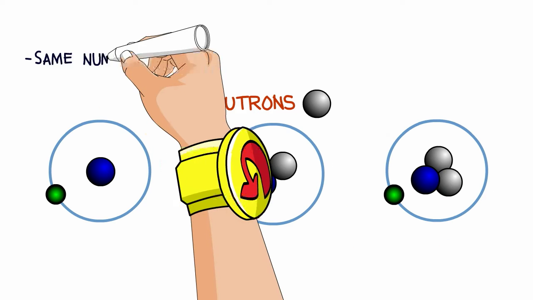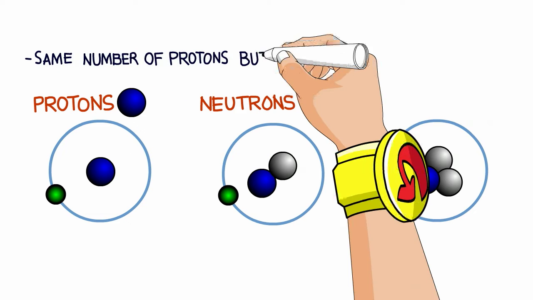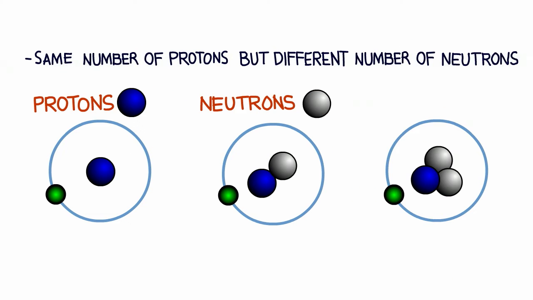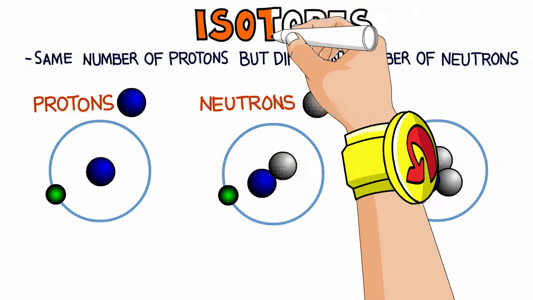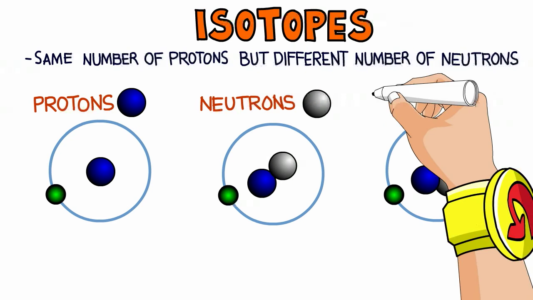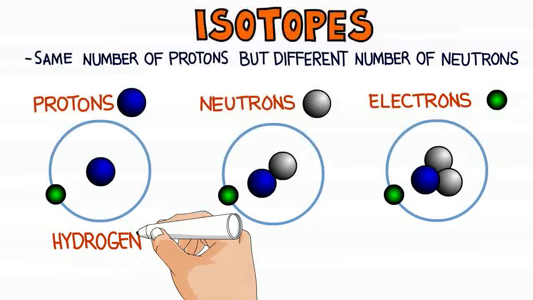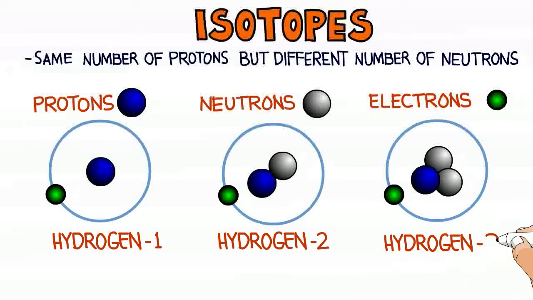Atoms with the same number of protons, i.e. the same atomic numbers, but different number of neutrons, i.e. different mass numbers, are called isotopes. Isotopes have the same chemical properties as the number of electrons are the same, but slightly different physical properties. Many elements that occur commonly are made up of isotopes. For example, hydrogen has 3 isotopes. As you can see, the more neutrons that are added to the atom, the heavier it gets.